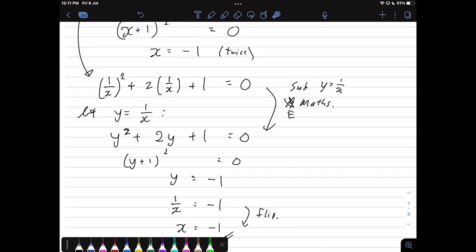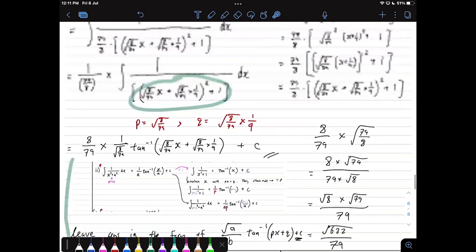But remember, you cannot stop here. After you do a substitution, you don't just solve for y. You must replace it back with the original expression in terms of x to solve for x. The question started with x, you must answer in terms of x. So that's why I have my step 4 over here.